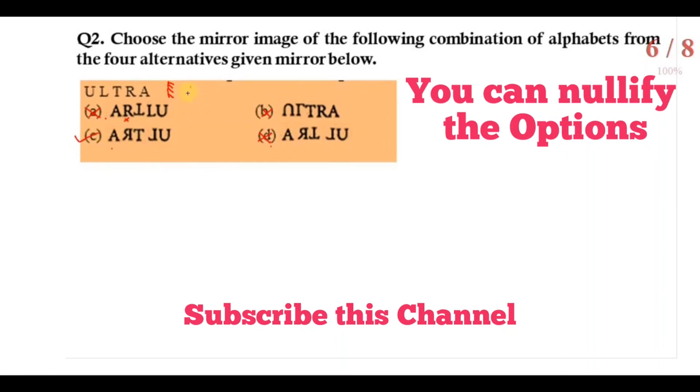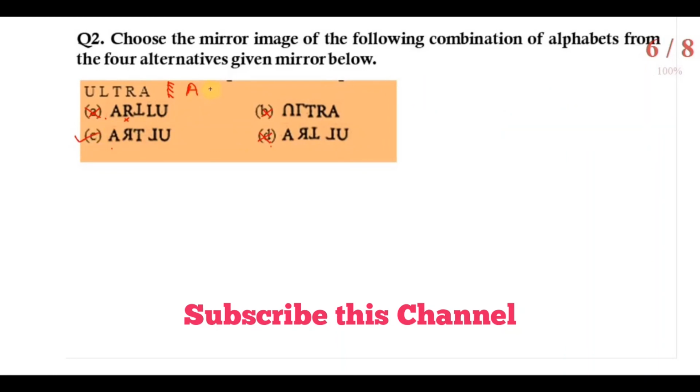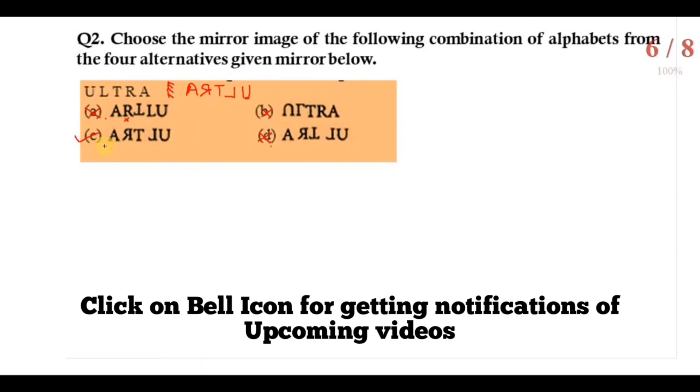So A will be as it is, then R will be reflected, then T the same as it is, then L, then U will be the same. So A, R, T, L, U, that is the reflected image. In this way we can solve by taking the reflection, also based on the options we have. We can nullify the options, and based on that nullification we can get the correct answer.